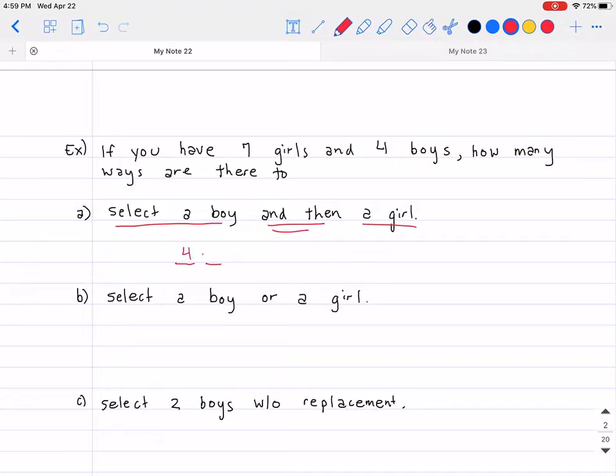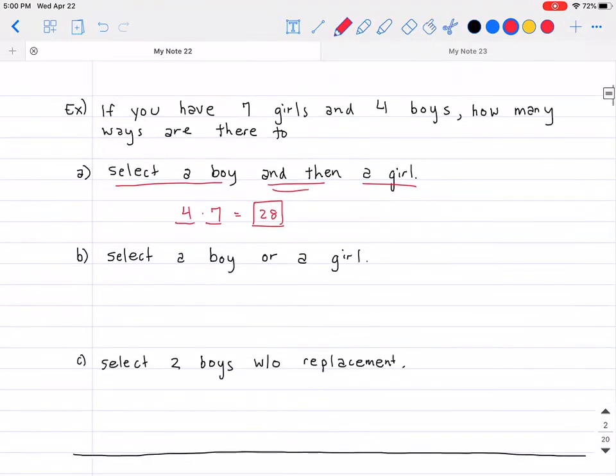Now, in the first case, you're going to select a boy, and there are a total of 4 of them. And then in the second case, there are 7 girls, so that's going to be 7. So 4 times 7, the answer is equal to 28. No difficult math or anything whatsoever.